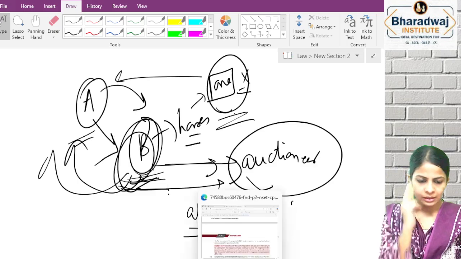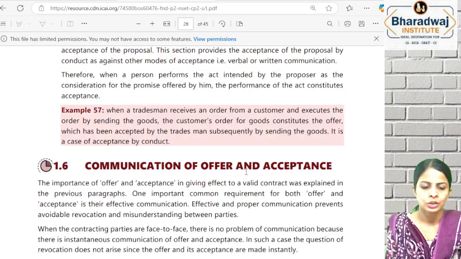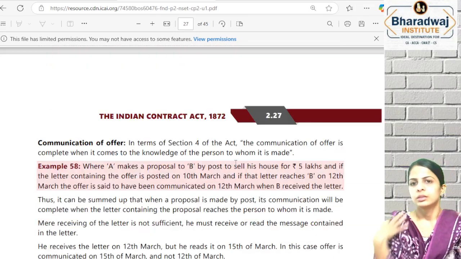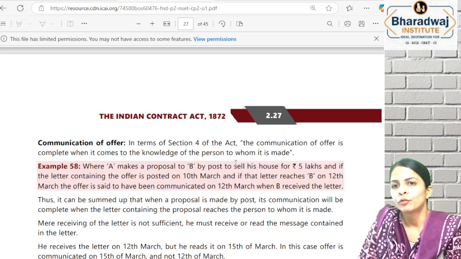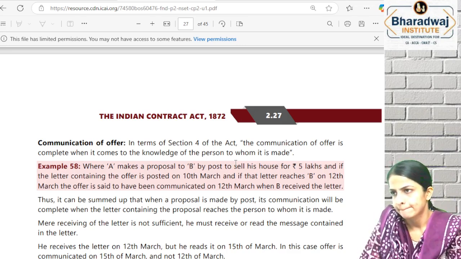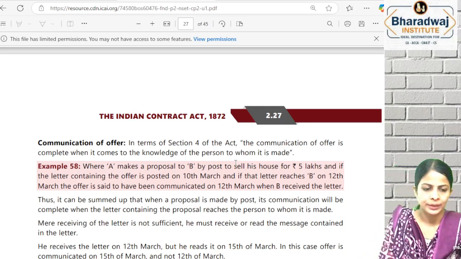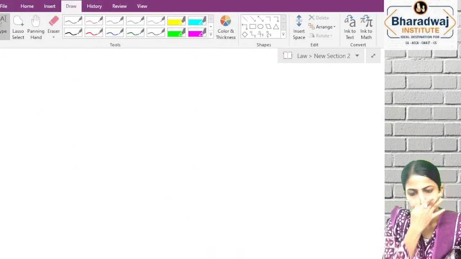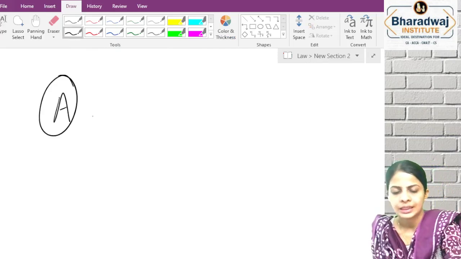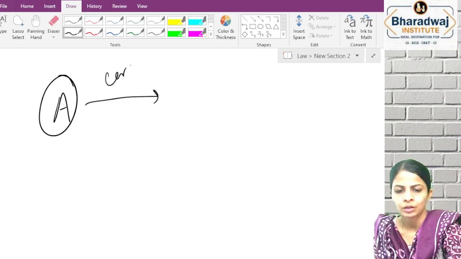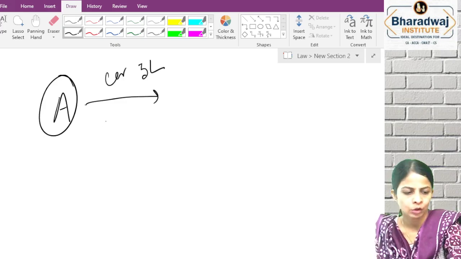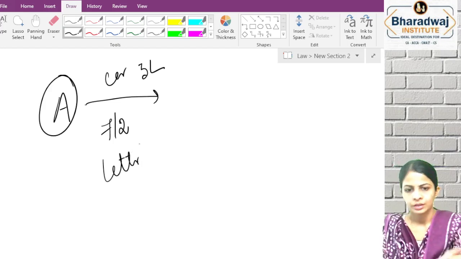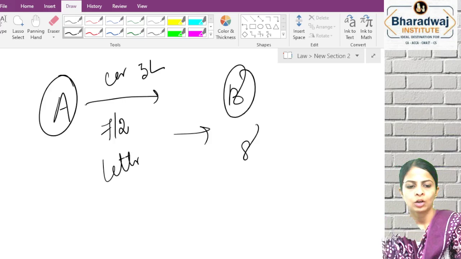The last heading is communication: communication of offer and communication of acceptance. When is an offer communicated? I'll give you one example. Supposing A wants to buy the car of B for 5 lakhs. He has made the offer on 7th December. He has written a letter. It reaches B on 8th December.